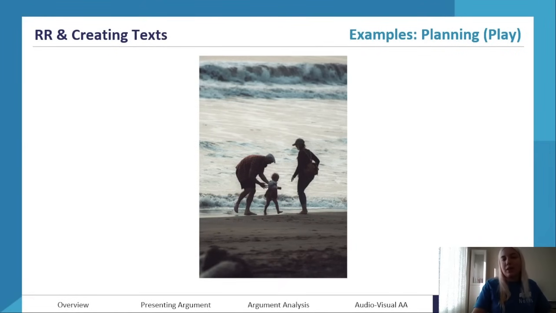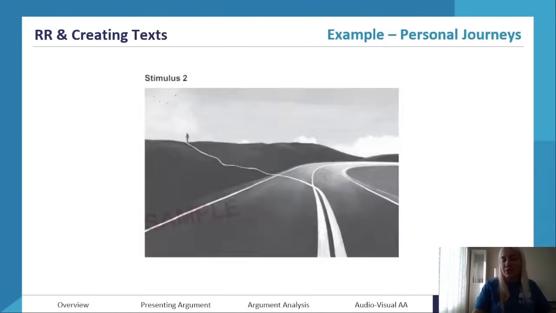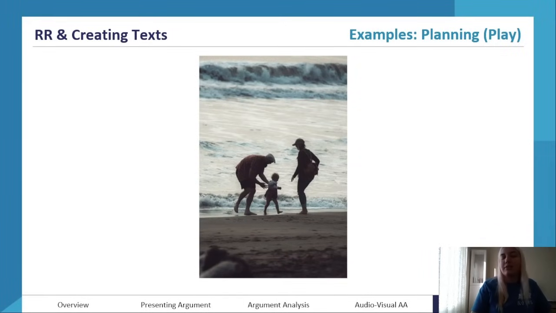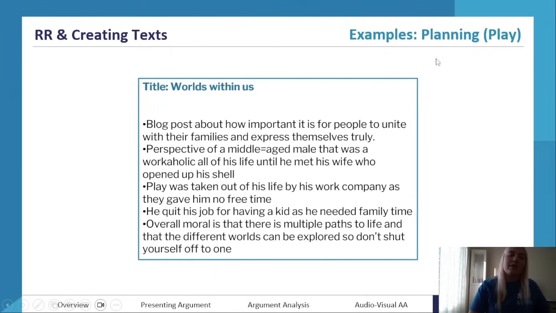Okay, so with another one, let's just look at the plan, and the piece is actually here for you to read. Not perfect, but it's interesting and it's applying the framework really correctly, really well. So this is showing a family with their child. For this piece, the decision title, Worlds Within Us, of course, on the exam you'll have a title provided to you. The idea is to write a blog post about how important it is for people to unite with their families and express themselves truly.